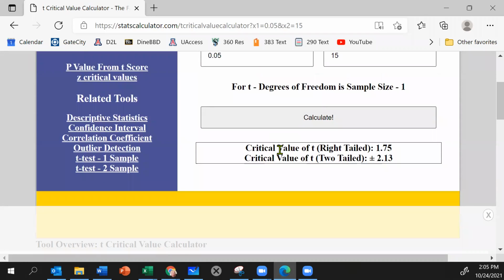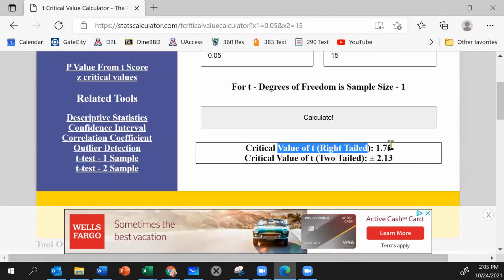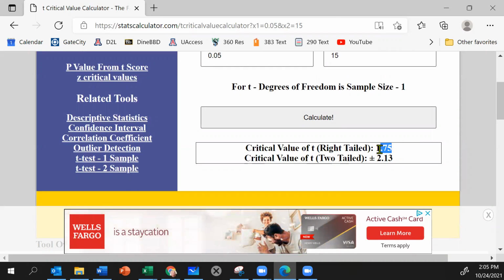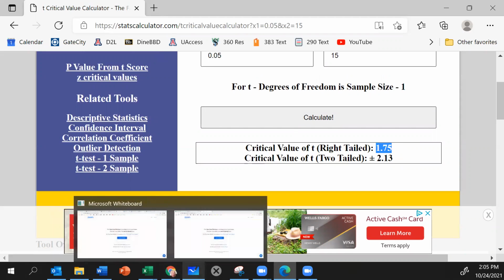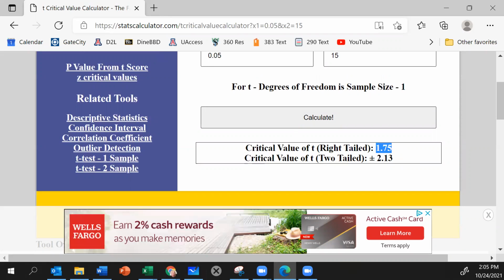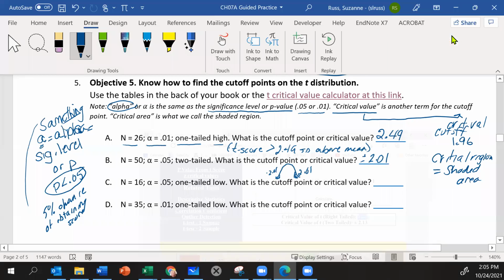And so here's our critical value of t, right-tailed. If we're looking on the low end of the distribution, which we are, we just put that minus sign in front of it. So if we were looking on the high end, it would be 1.75. Because we're looking on the low end, we just need to have minus 1.75. So let's write that in. The critical value is minus 1.75.